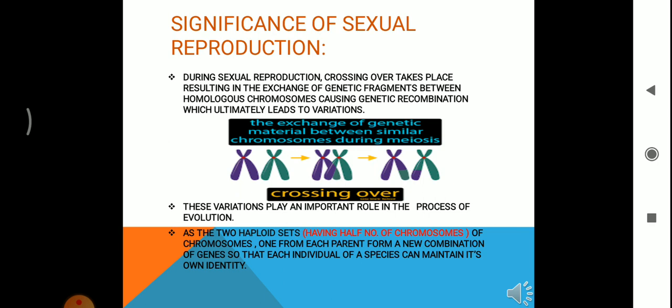Now coming to the significance or advantage of sexual reproduction. First one is, during sexual reproduction, crossing over takes place. Now what do you mean by crossing over here? Crossing over means swapping or interchanging of genetic fragments or genetic material between two homologous chromosomes. Homologous chromosomes means two chromosomes of a pair which are exactly similar in their shape and size. Crossing over causes genetic recombination, which ultimately leads to variations.